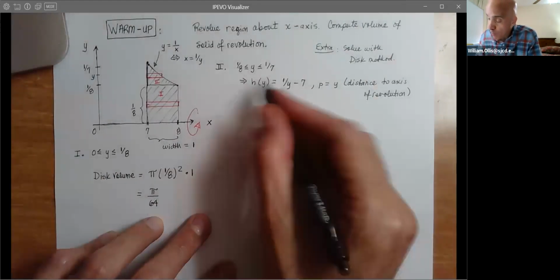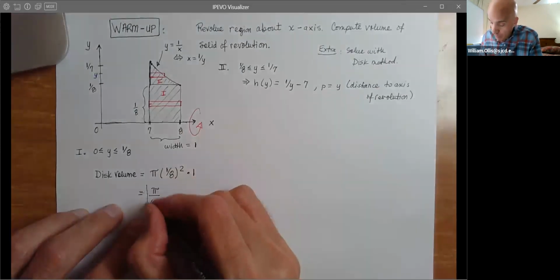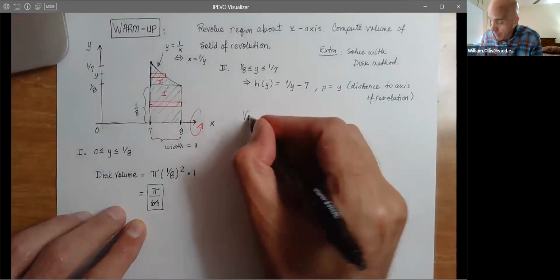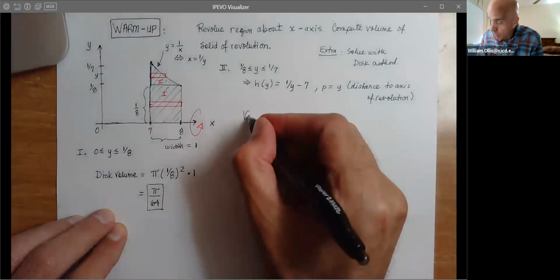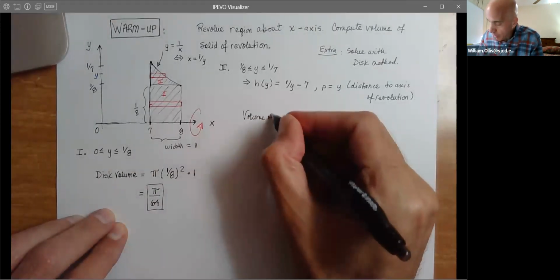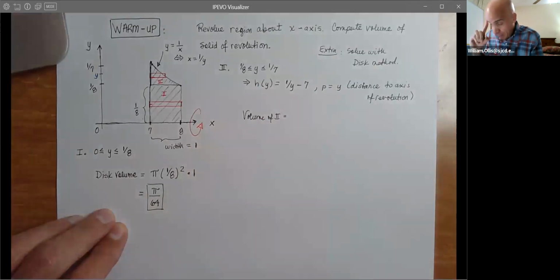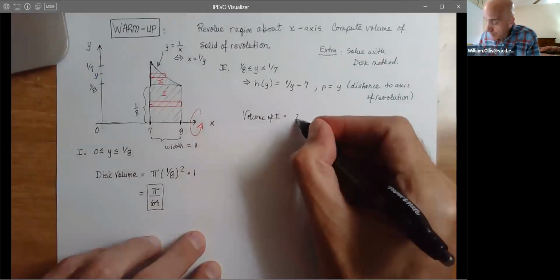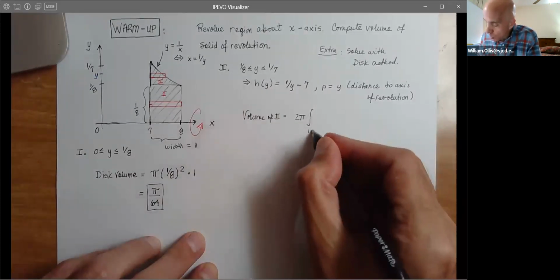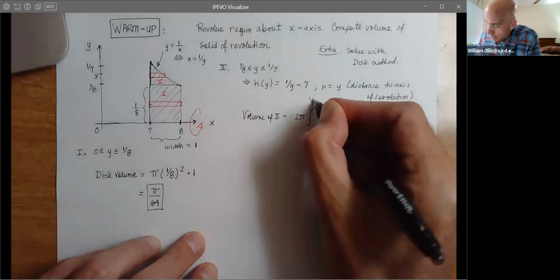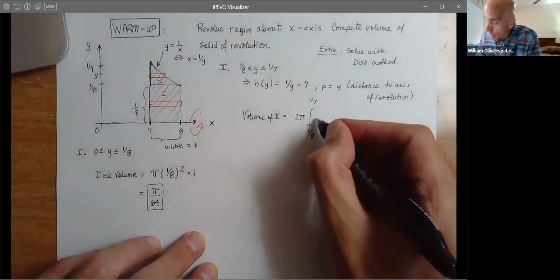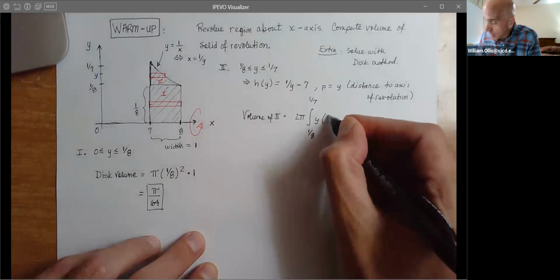So now for this part, again, we've got the volume of the first part. So let's not forget about that. So the volume for the second part, so disk volume, so I'll just put volume here, and I'll write a volume of 2. This will be 2 pi. And then we integrate from 1/8 to 1/7. And then we have, in this case, the distance to the axis of revolution, and then the length of the strip.